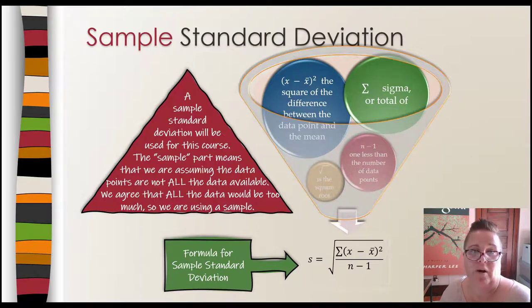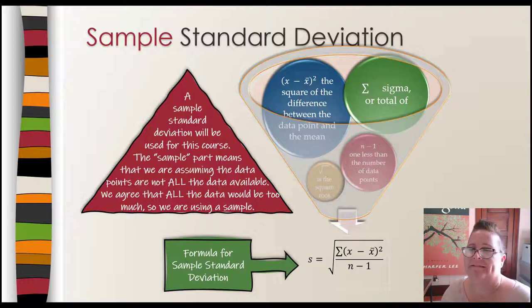Again, each part, the Greek letter, the one that looks like an E, means to sum up. The x is just a data point. The x bar is our mean, so we're going to take x minus x bar and square that. That's all the things that we're summing. We're going to take that total and divide it by 1 less than the number of data points. Once we have that number, we're going to take a square root.